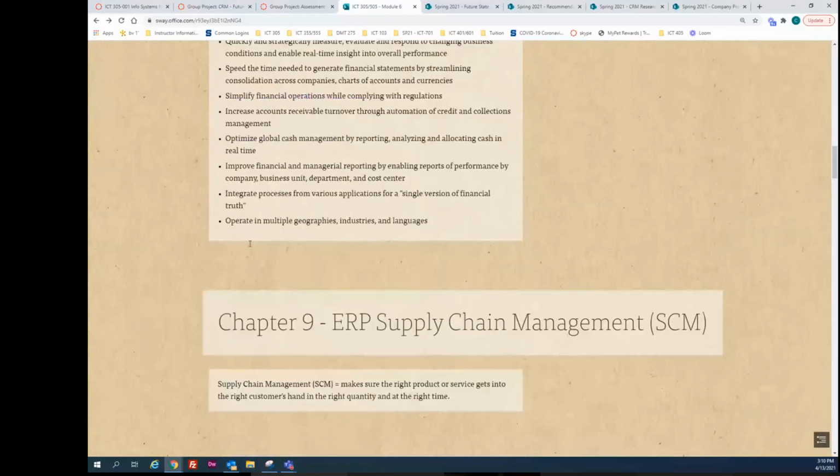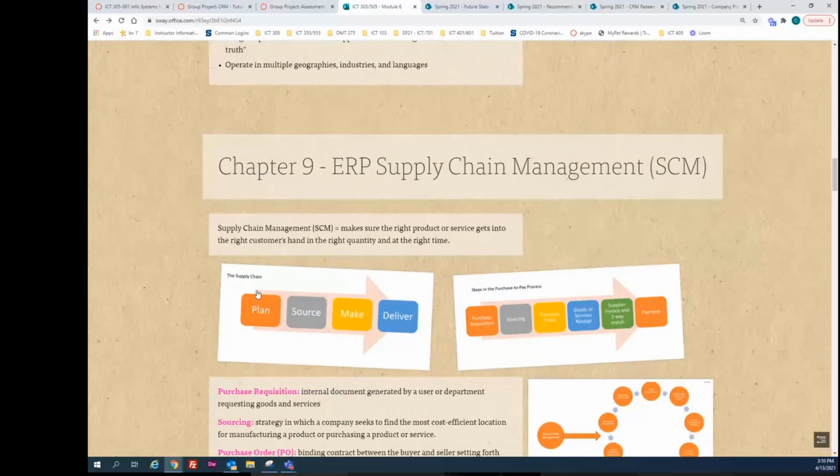So then Chapter 9 gets into the ERP supply chain management. Some of this might be redundant for those of you that know what this is. Others, this might be very enlightening.